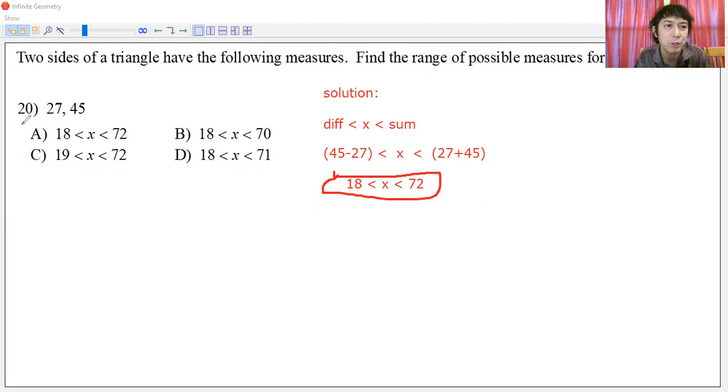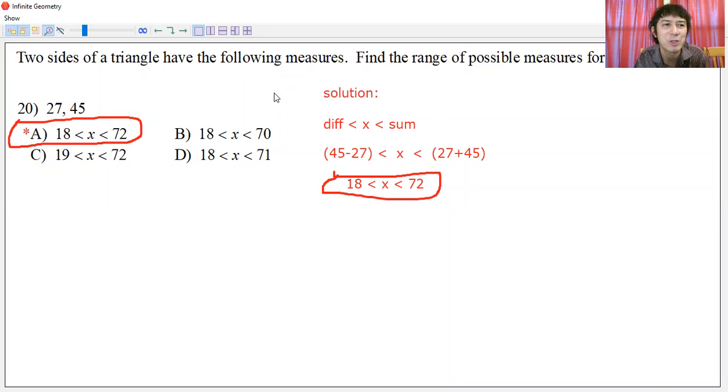Okay, so we shall choose A. All right, there. And will there be an asterisk there? Let's find out. Yes, okay, all right, there's the asterisk.